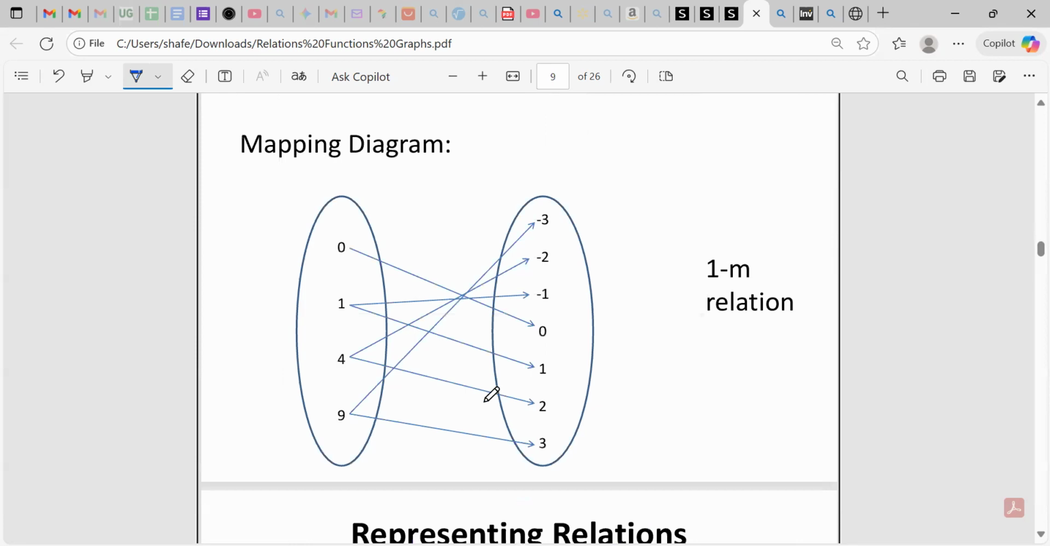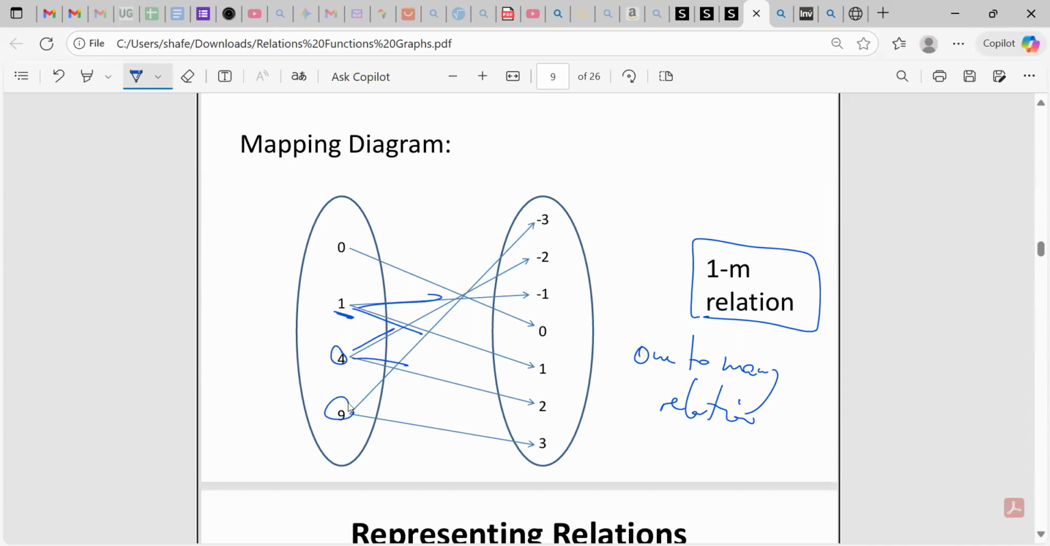And on the mapping diagram, you see sometimes 2 arrows leaving some of these elements in the domain. Because of that, we call it a one-to-many relation. A one-to-many relation, right? Because you're seeing 1 to more than 1. I mean, this is an exceptional one. You call it a one-to-many relation.